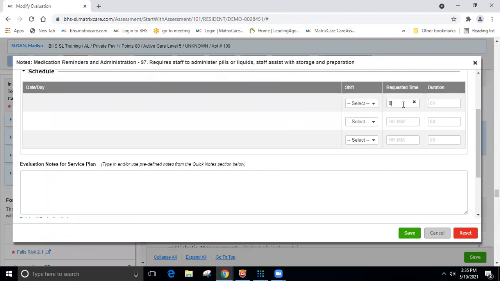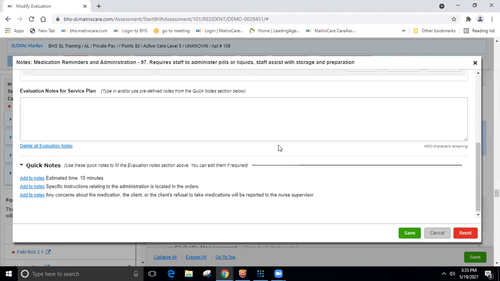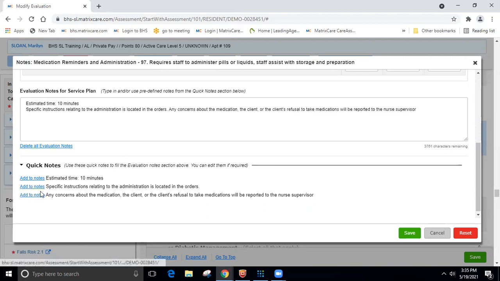And then you want to put the time of the med pass here. And they're signing off on the med pass itself. They're not signing off the meds, but it's triggering them when they're on their to-do list that they have a med pass to go to the EMR to pass these meds. Then again, you want to use the quick notes of the estimated time, and that they'll have the specific instructions in the administration in the actual order. And if they have concerns, they need to let the nurse know.